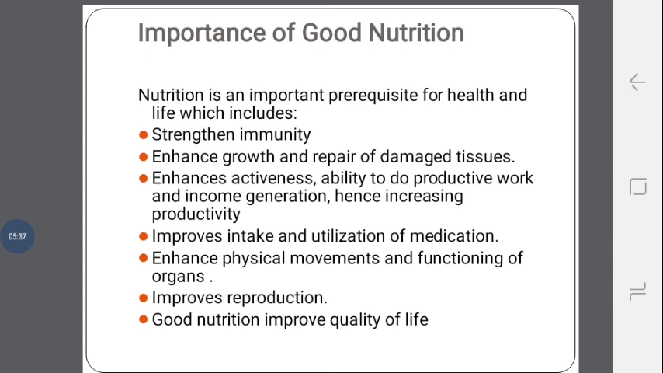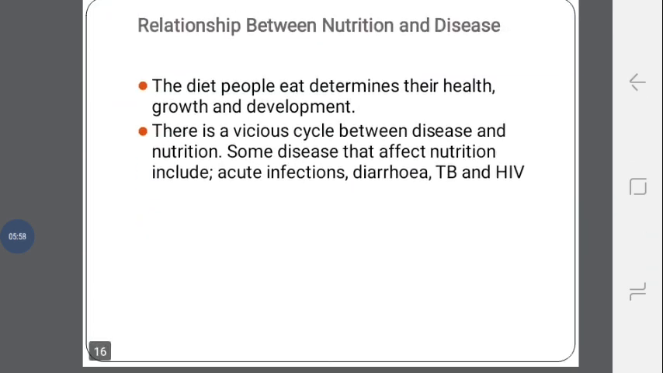Enhance physical movement and functioning of organs. Kwa hiyo tunaweza kutembea kutoka sehemu moja kwenda sehemu nyingine kwa sababu tu tuna lishe nzuri. Inasaidia pia katika uzalianaji ama uzalishaji. Lakini pia it improve the quality of life. Na boresha ubora wa maisha.